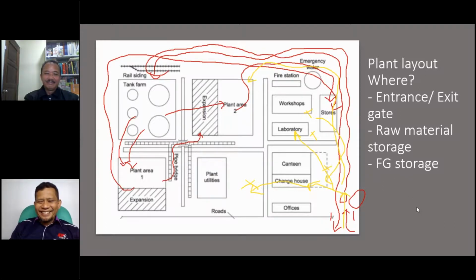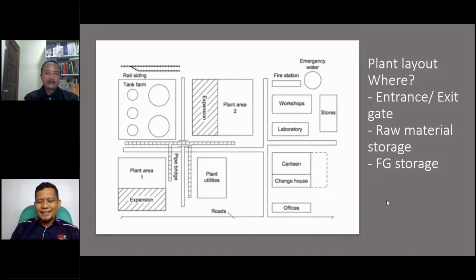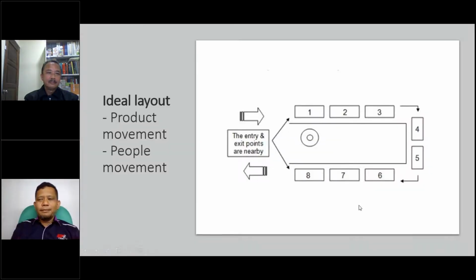Okay, so how to minimize that? There are techniques in Lean. We have what we call a common U shape. Why do we recommend the U shape? First of all, the most important one is how big your plant is. If you have a single entry, that is better.